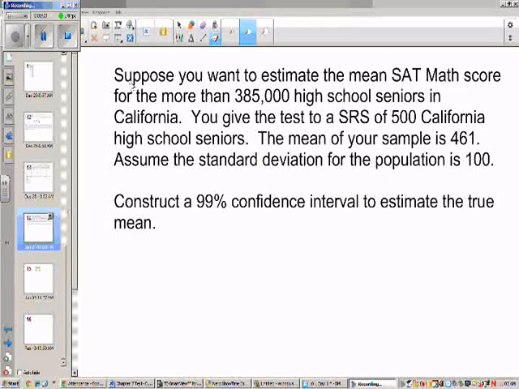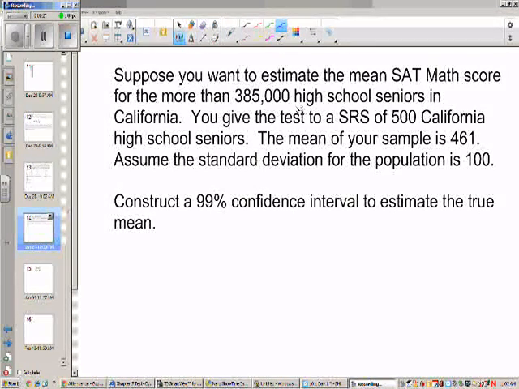All right, now if you understand how to do these problems, pause the video and see if you can do this one on your own and see if you get the right answer. Hopefully you have completed this and we can go through how I would do it.